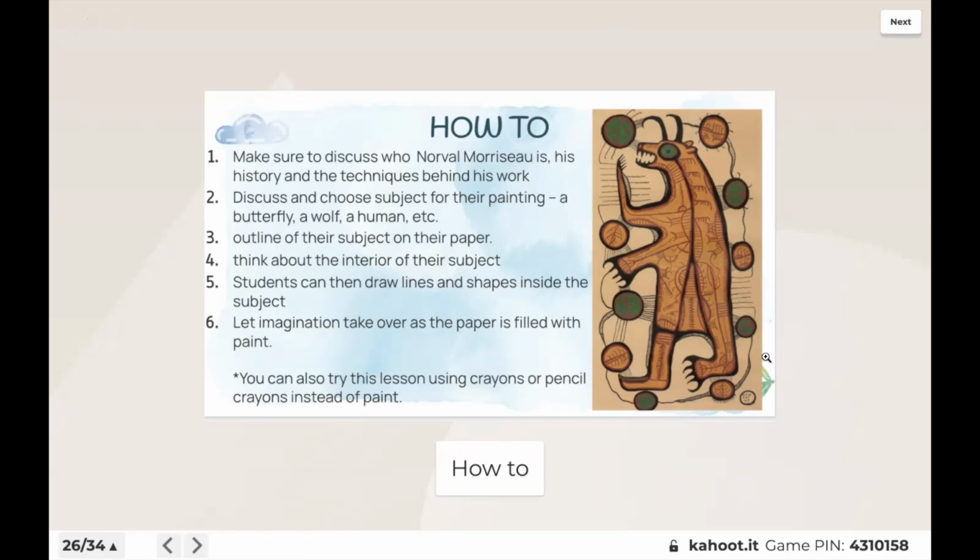And then you move on to the color, and that's when you let the imagination take over, and they can use whatever color they think that animal is feeling, and they get to color it in. And like I said, if you don't have paint, you can just use pencil crayons.